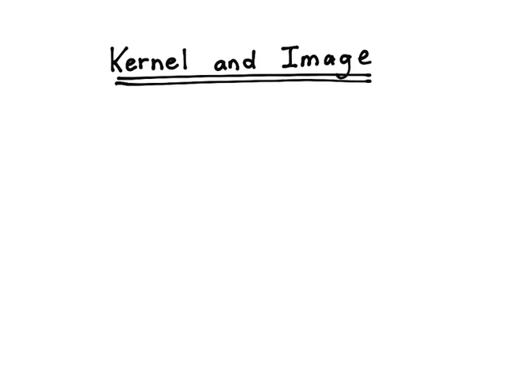In today's video, I'll start by reiterating the definition of kernel, and I'll also add to it the notion called image, which we'll see is related to whether the homomorphism is surjective. Here's those two definitions.